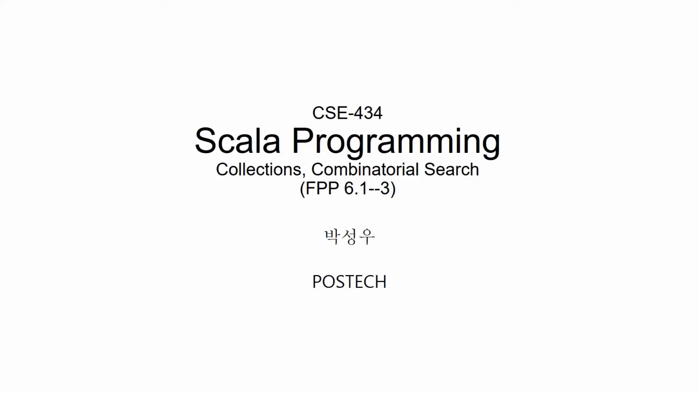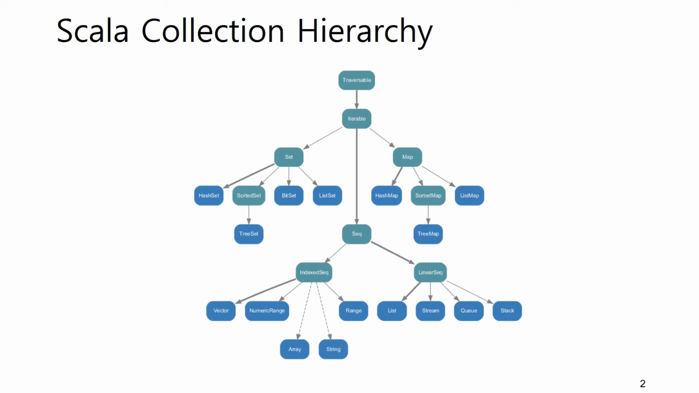This lecture is about collections in Scala. This is a Scala collection hierarchy. Overall, there are three main categories: set, map, and sequence. All these classes implement the Iterable trait, so therefore, all these classes provide typical higher-order functions such as foreach, or map, or fold, and so on.